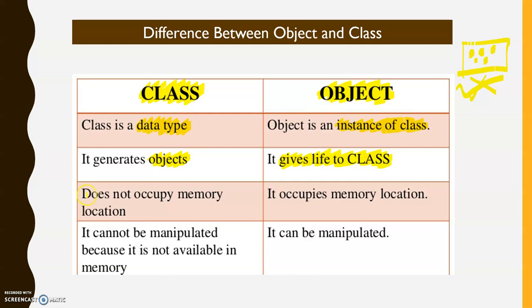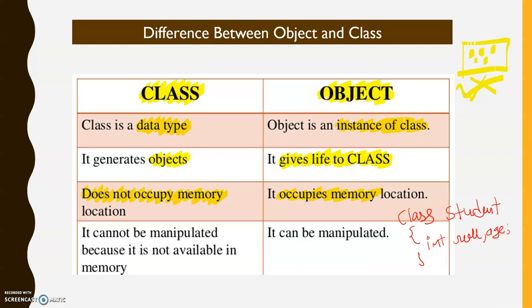Then, class does not occupy memory, while an object occupies memory. How? Let's understand it with one example. Let's say you have one class, class student, and in this class we have some properties, roll and age. These two properties we have. Till this time it has not occupied any memory.